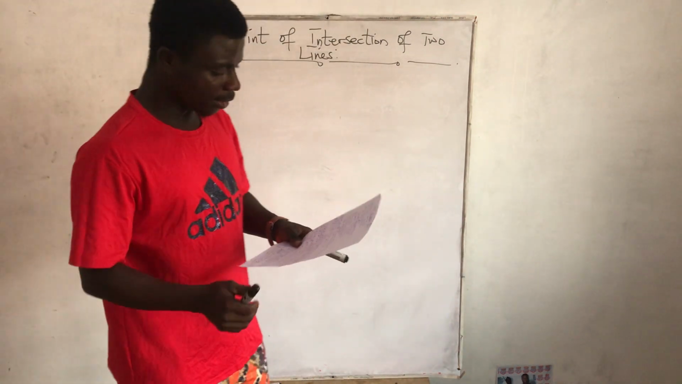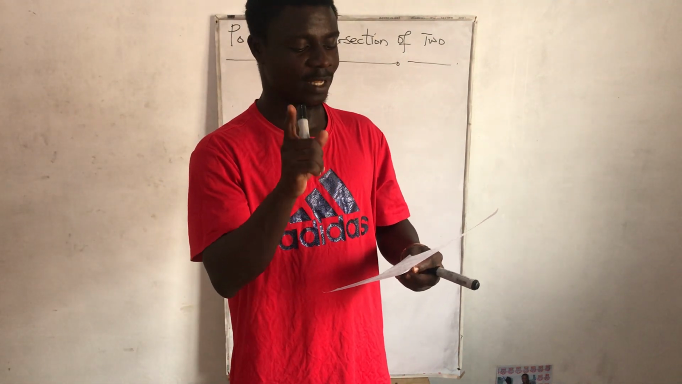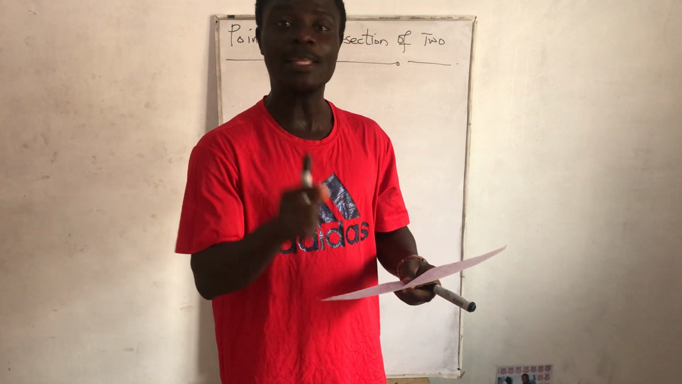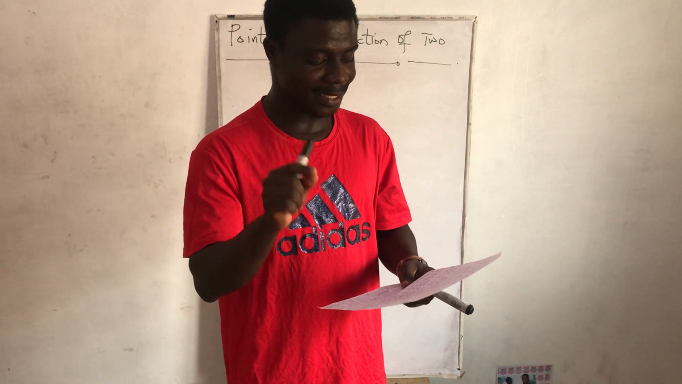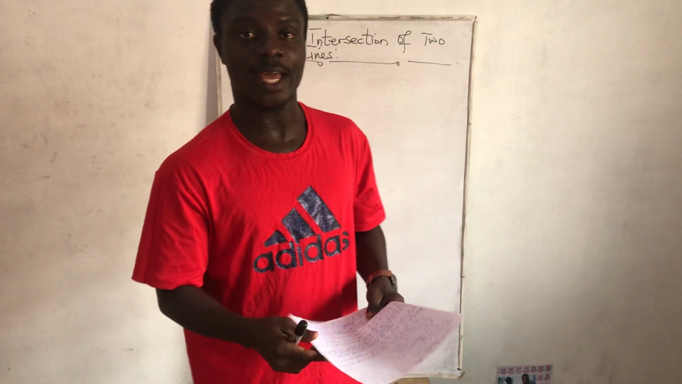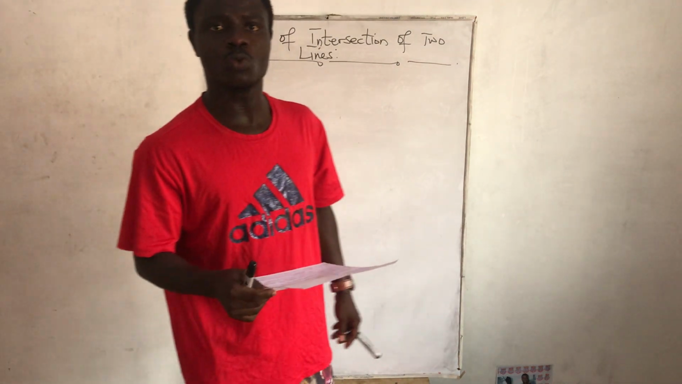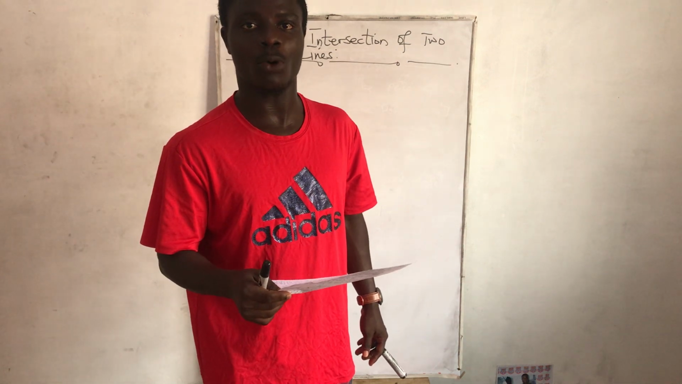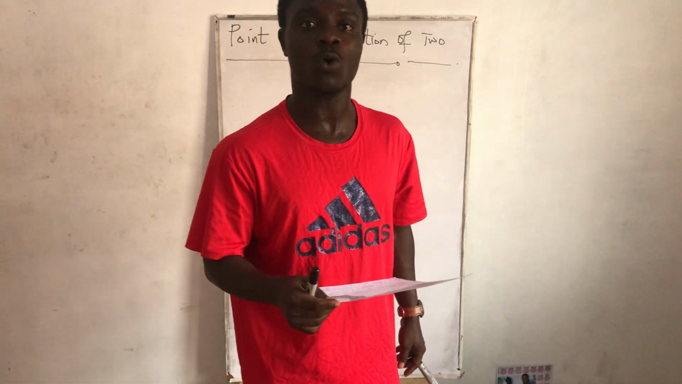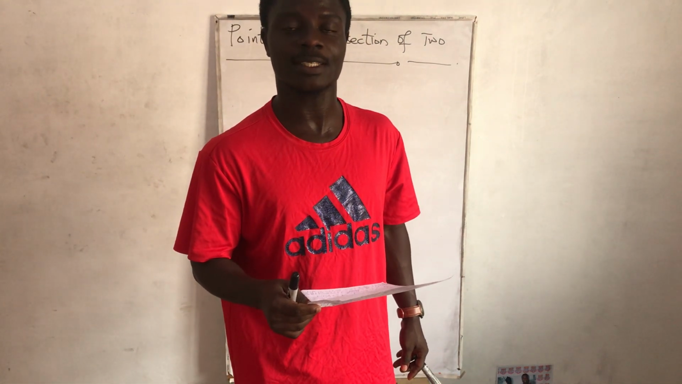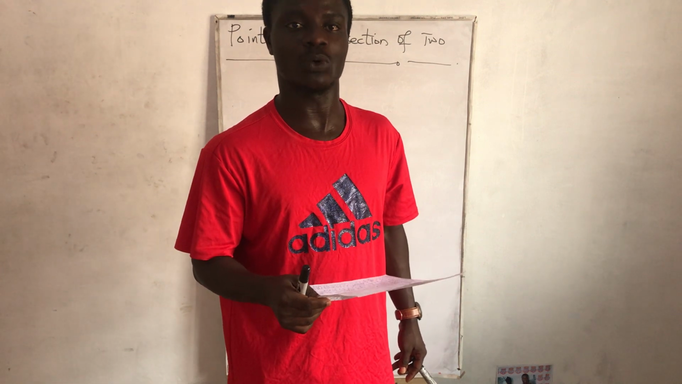To find the point of intersection of two lines, solve the equations of the lines simultaneously by any preferred method unless otherwise stated. The solution set is the point of intersection of the lines. When two lines meet at a particular point and you want to find the coordinates of the point of intersection, you have to solve the two lines simultaneously.